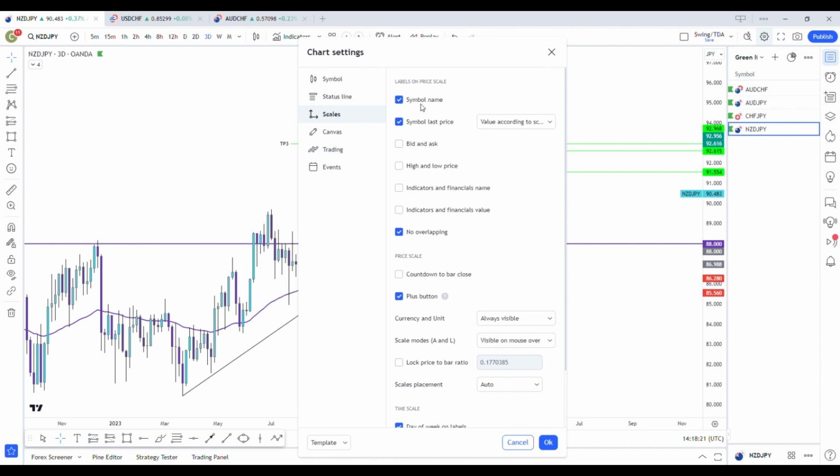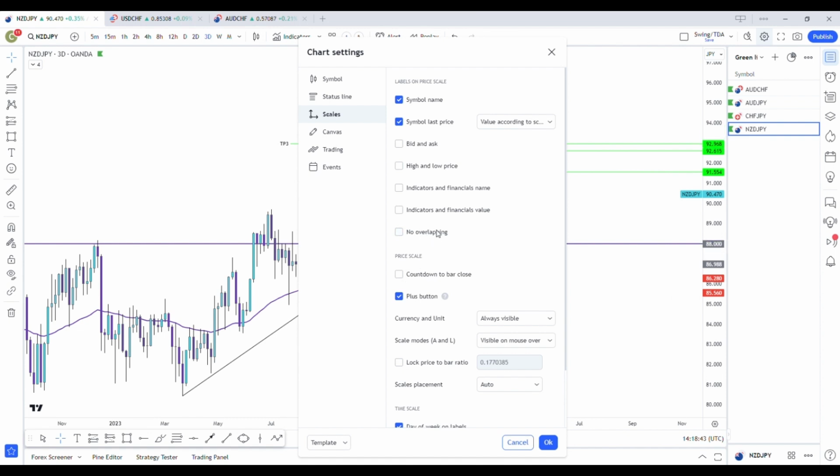Scales, very similar. Got the symbol name at the top. Got the symbol last price as the value. We don't need this sort of percentage underneath. It just ruins our visibility of the axis, especially if you've got a level set up there that's going to read off horizontally. That'll overtake that. No overlapping. Have that on.